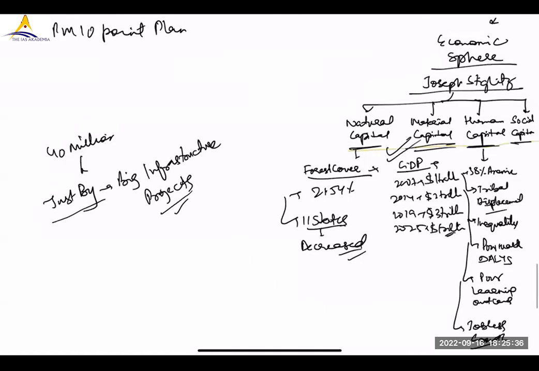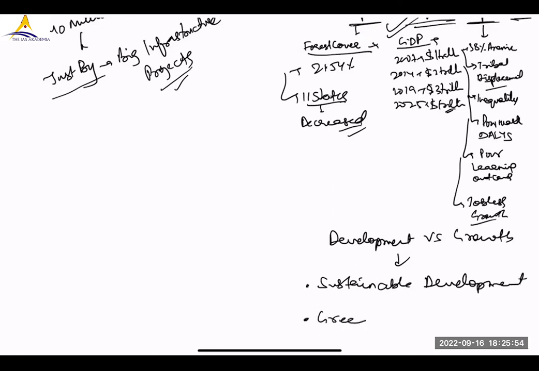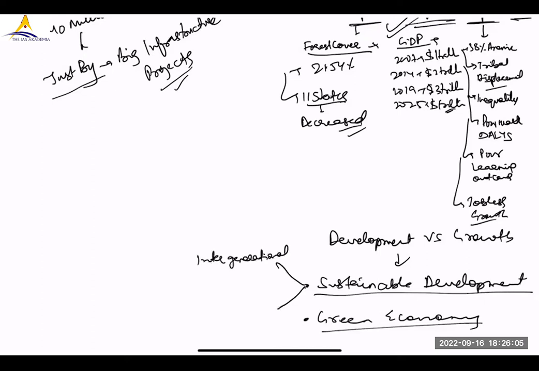Okay, so in the economic sphere, basically you will be dealing with development versus growth. In the solution, you will be writing sustainable development. You will be writing about green economy. And you know, sustainable development is based on two concepts: intergenerational equity and intragenerational equity. There is enough for everybody's need in this generation, as well as enough for the coming generations. So here you will conclude with sustainable development. You can also link it with, or conclude as a solution of this, inclusive growth.